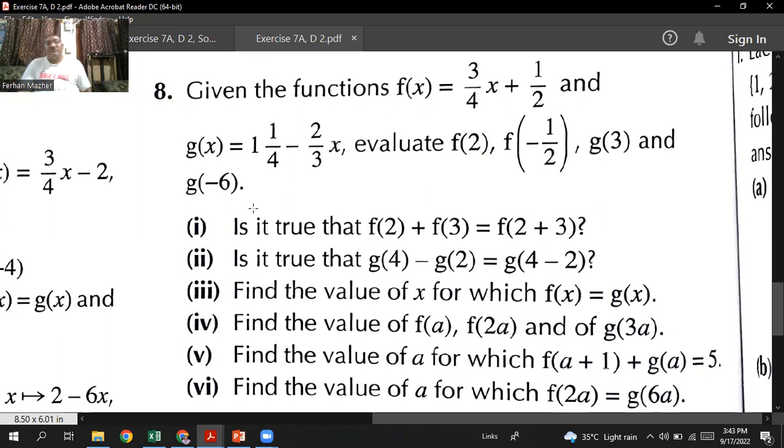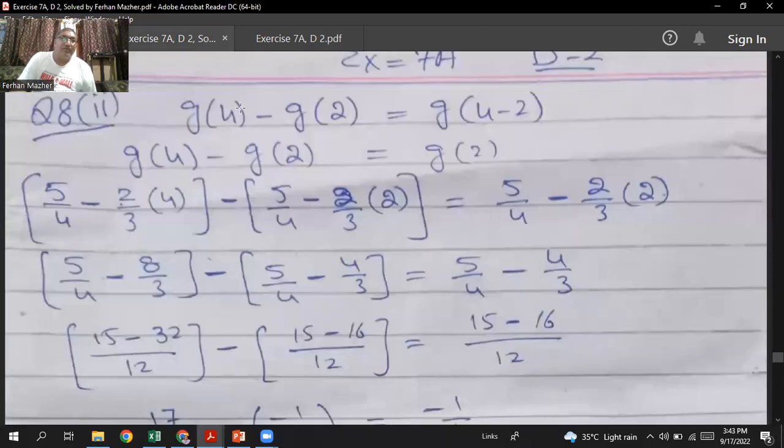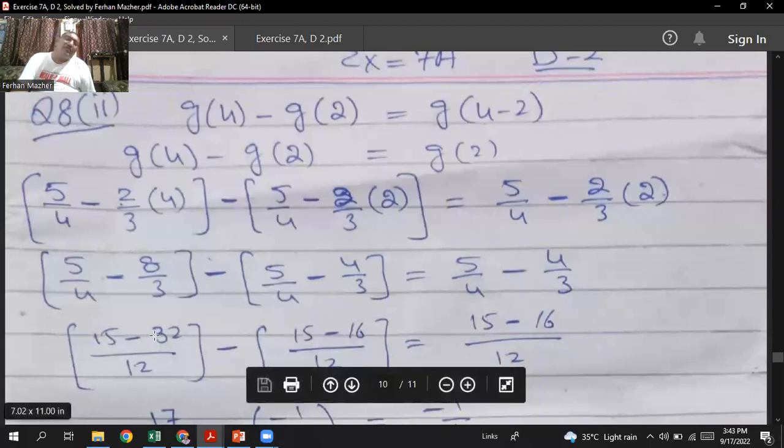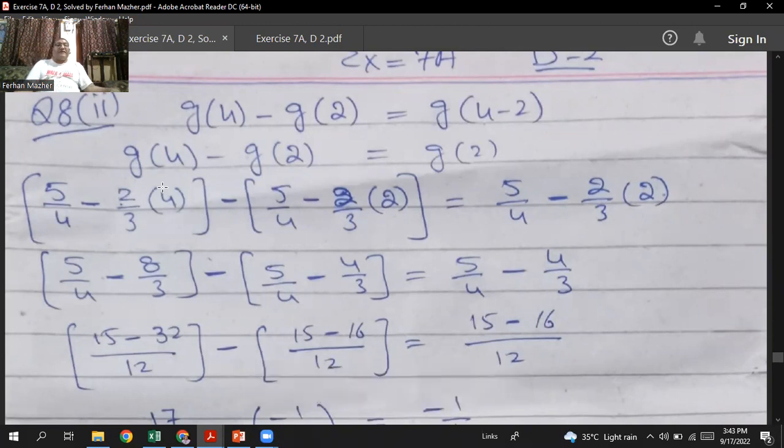g of 4 minus g of 2 is equal to g of 4 minus 2. Okay, so we will take both sides. g of 4 minus g of 2 is equal to g of 4 minus 2, so it will be g of 4 minus g of 2 equals g of 2. In the formula of g of x, I will substitute x with 4. So: square bracket, 5 by 4 minus 2 into 4 by 3, square bracket close, minus square bracket, 5 by 4 minus 2 by 3 into 2, square bracket close.